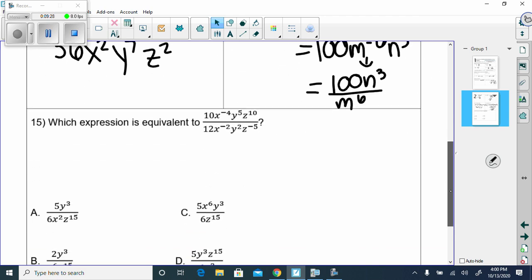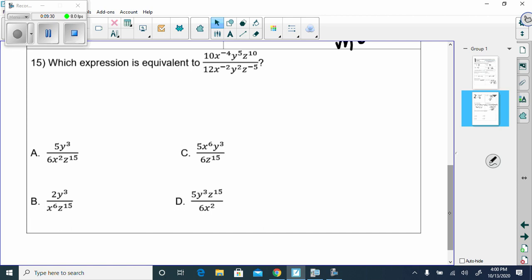Okay, last one. It says which expression is equivalent to this. I heard a lot of people saying something about it becomes 2, but we can type this fraction in our calculator, right? 10 over 12. It's going to give you a decimal, but you can just press math, enter, enter, and it converts back to a fraction. They're both even numbers, right? So we know 2 would go into the top one 5 times, the bottom one 6 times.